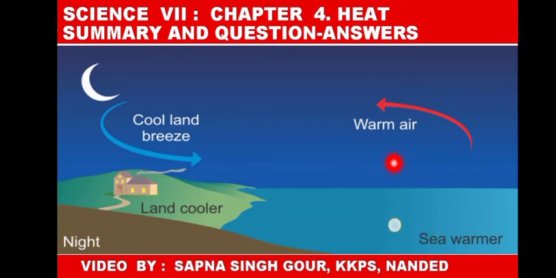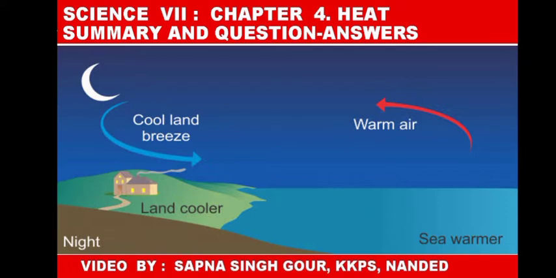So the air above the sea water is warm and it rises up. So the air from the land moves towards the sea to take the place of that air. Then the currents of air flowing from the cooler land towards the warmer sea is called land breeze.